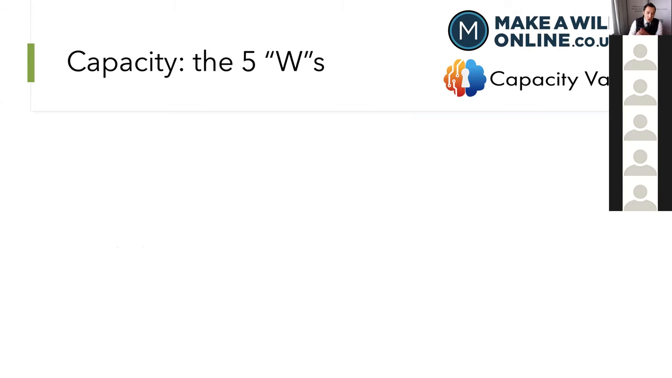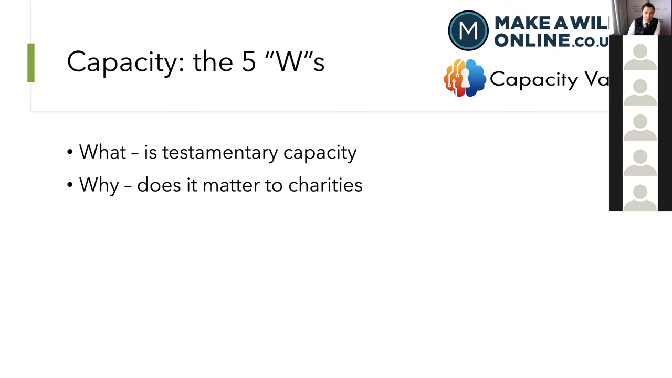I'm going to kick off with the five W's, the who, what, why, where, when's of testamentary capacity. I'm going to start by talking to you about what testamentary capacity is, what it means from a legal perspective. Now, wills are legal documents and they will be tested against a legal set of tests, and I'll explain what they are. I'm going to talk a little bit about why that matters to you in charities, to any charity that could be receiving a gift in a will from a supporter.